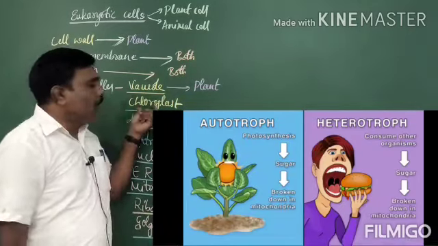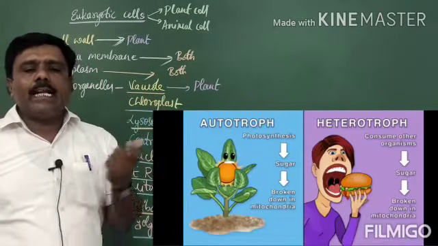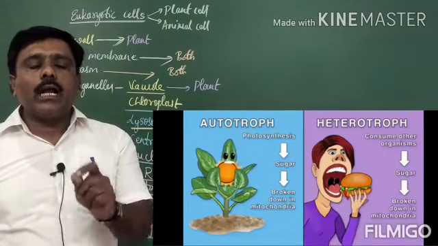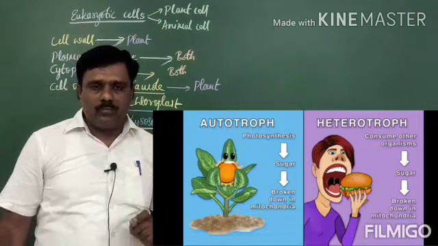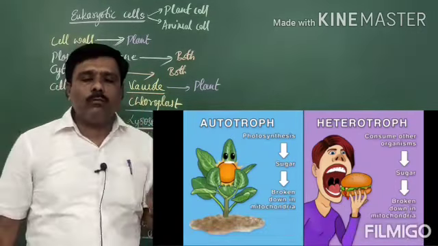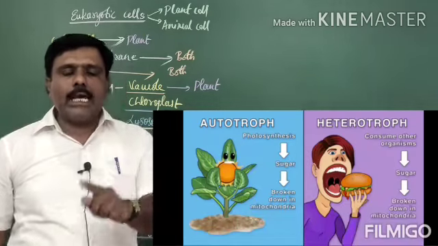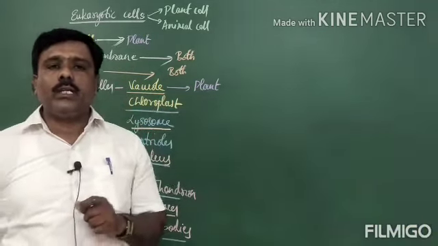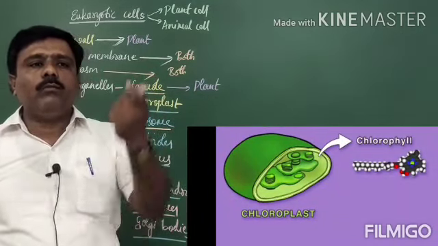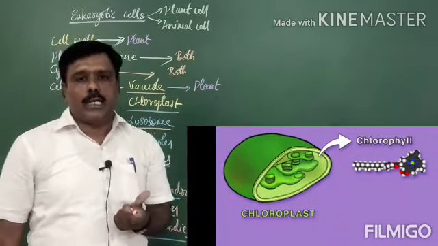In the plant and animal cells, the plant cells are autotrophic in nature. Why? Because they synthesize their own food material, whereas animal cells are heterotrophic in nature. Why? They obtain their food material from other sources.